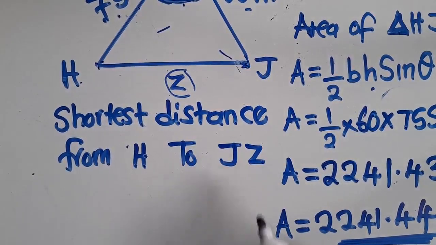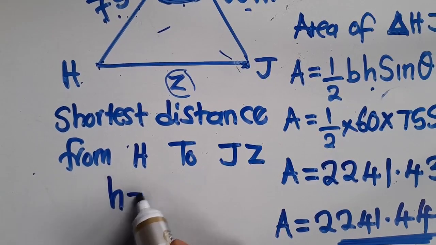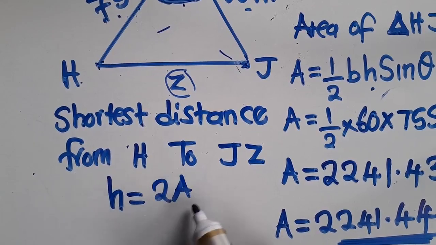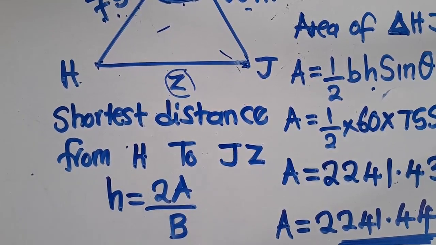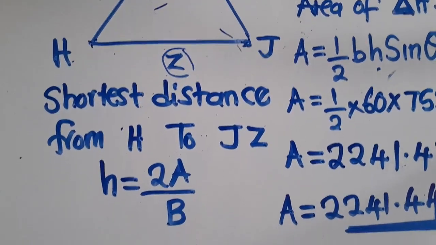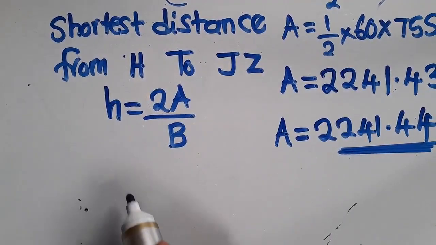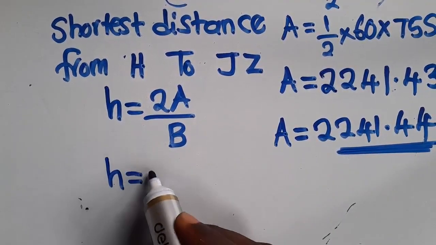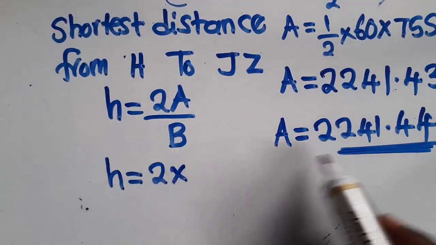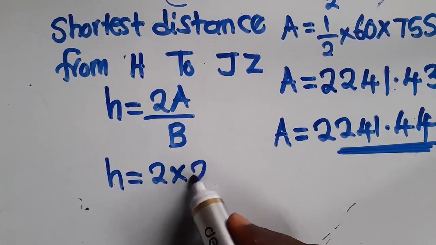So for the shortest distance, I gave you everything. This is the formula that I gave you. No need to struggle, you can't run out of formulas. The shortest distance formulas are here. So you use this, which is equal to 2 times A, the area, that you found.